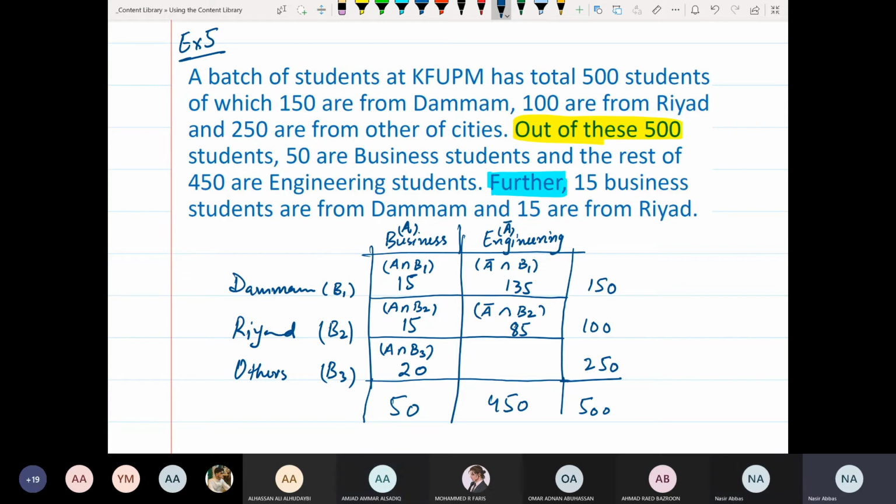Naif. Others, engineering, it will be 230. Exactly. And what will be the name of this? A complement and B3. A complement and B3.